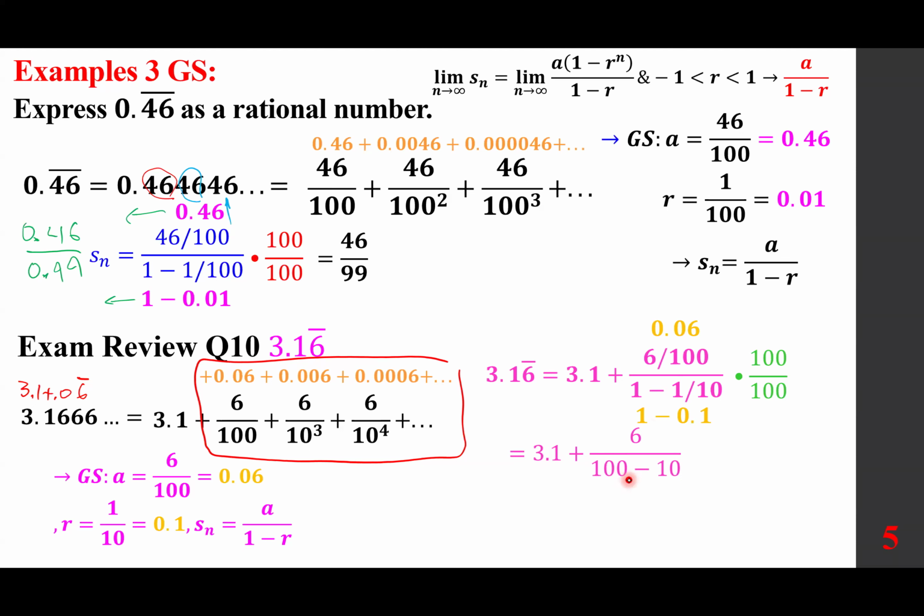Now let's look at 100 minus 10, which becomes 90. So 3.1 plus 6 over 90. And now I want to look at the decimals. The decimal format, the numerator is 0.06. The denominator is 1 minus 0.1 or 0.9. Notice if I multiply the top and the bottom by 100, I get the same thing, 6 over 90. And that's really the key that I want everybody to pay attention to.